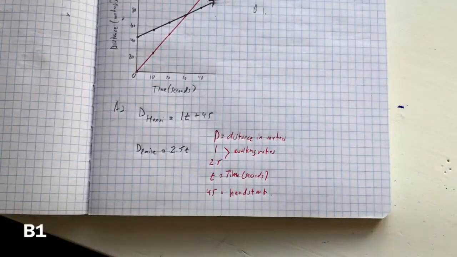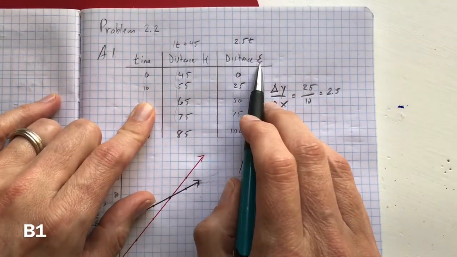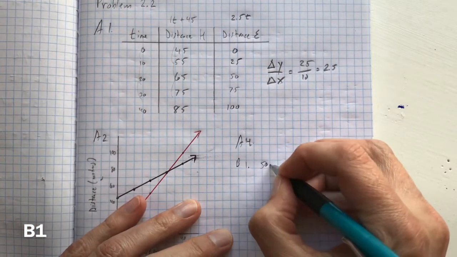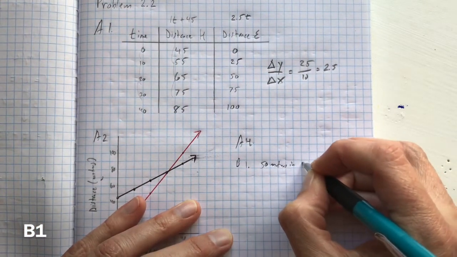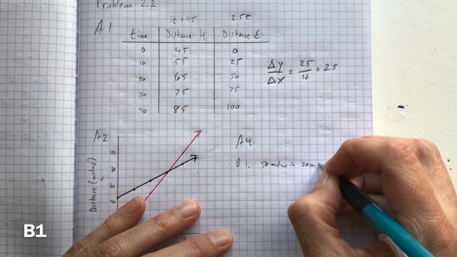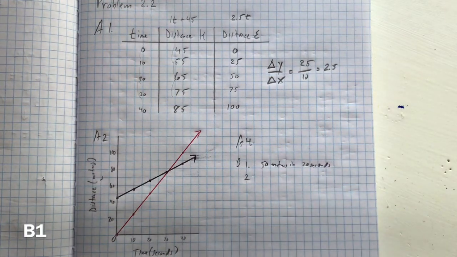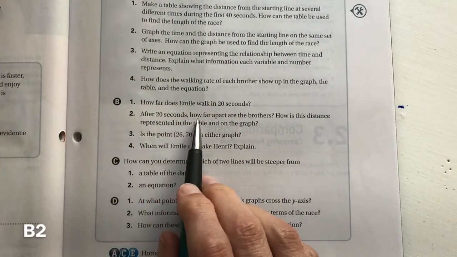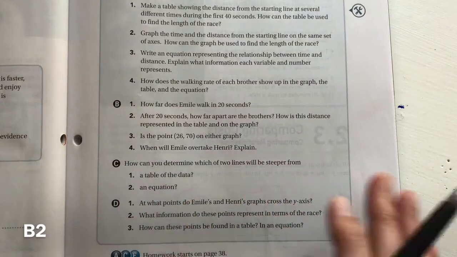Well, we can look at this very carefully because we can see that the distance for Emile right here, 20 seconds, is 50 meters. 50 meters in 20 seconds. Okay. B2. After 20 meters, how far apart are the brothers? How is the distance represented in the table and the graph?